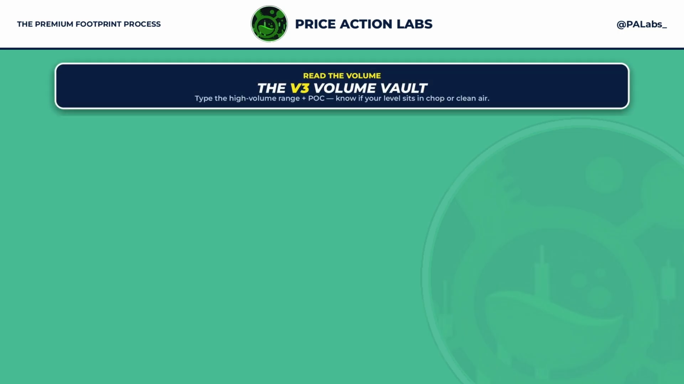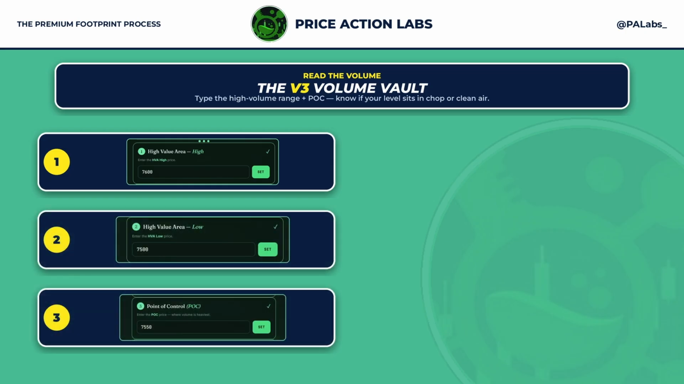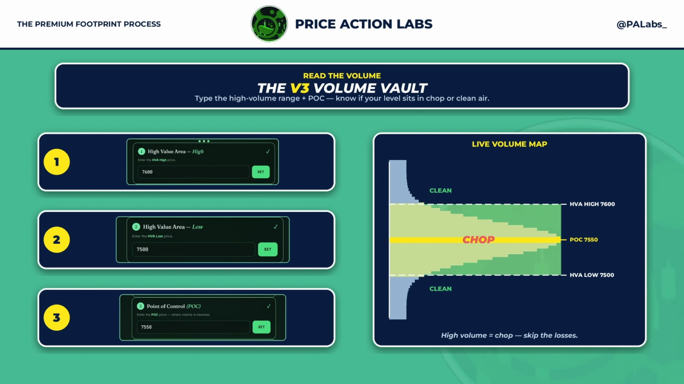And then the final thing we went through is the V3 volume. So being able to take your levels, combine them with volume, and then time to get the best overall results.